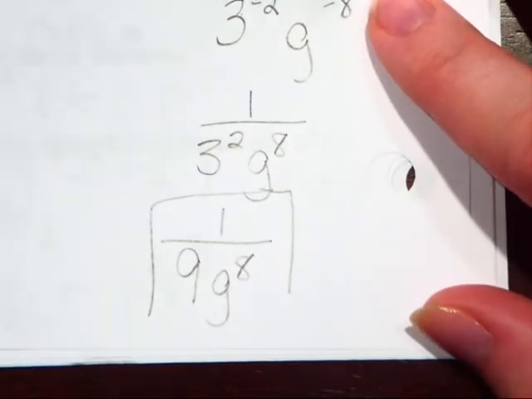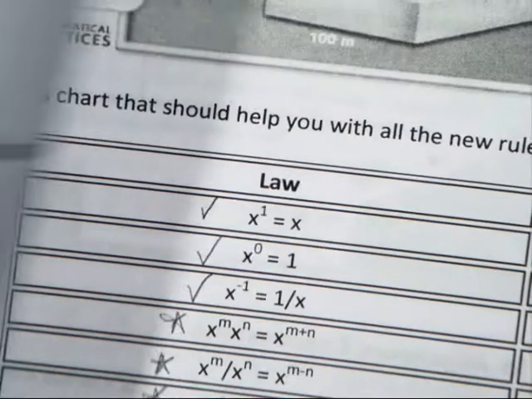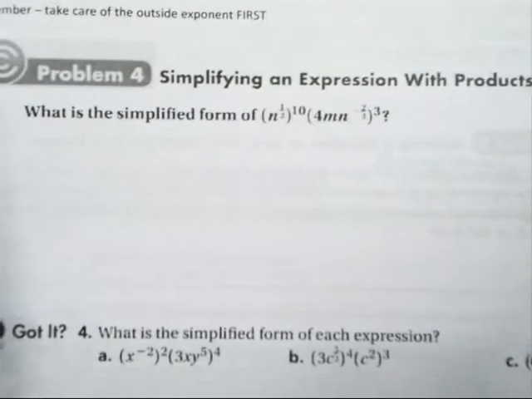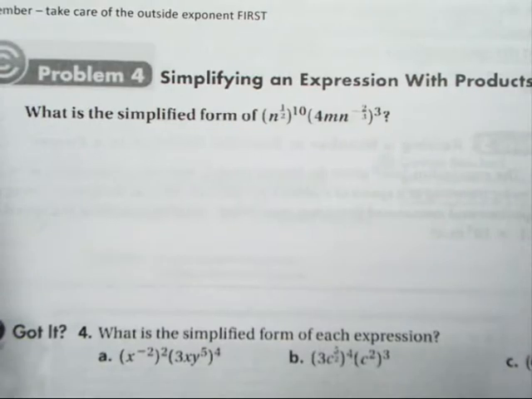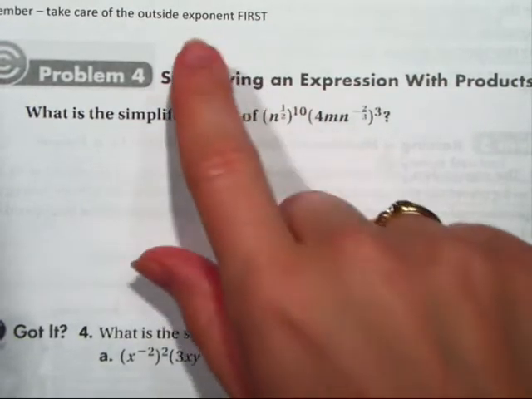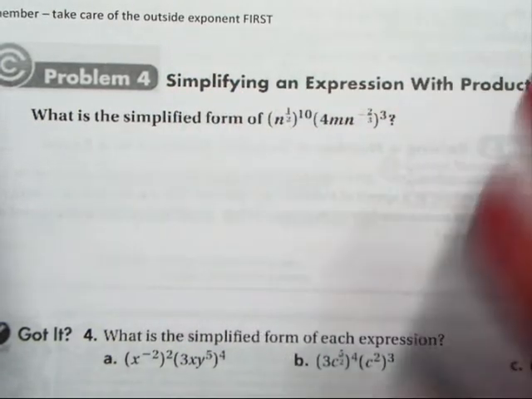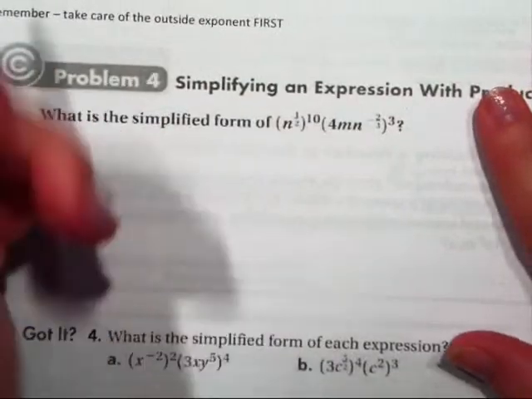Okay, I hope you're doing well with these rules. We only have one more page. 2 more pages, just teasing. Okay, long video, huh? Problem 4, simplifying them with products. Now look what I wrote up there. Remember to take care of the outside exponent first. We can do this. We just have a lot going on at once, okay?